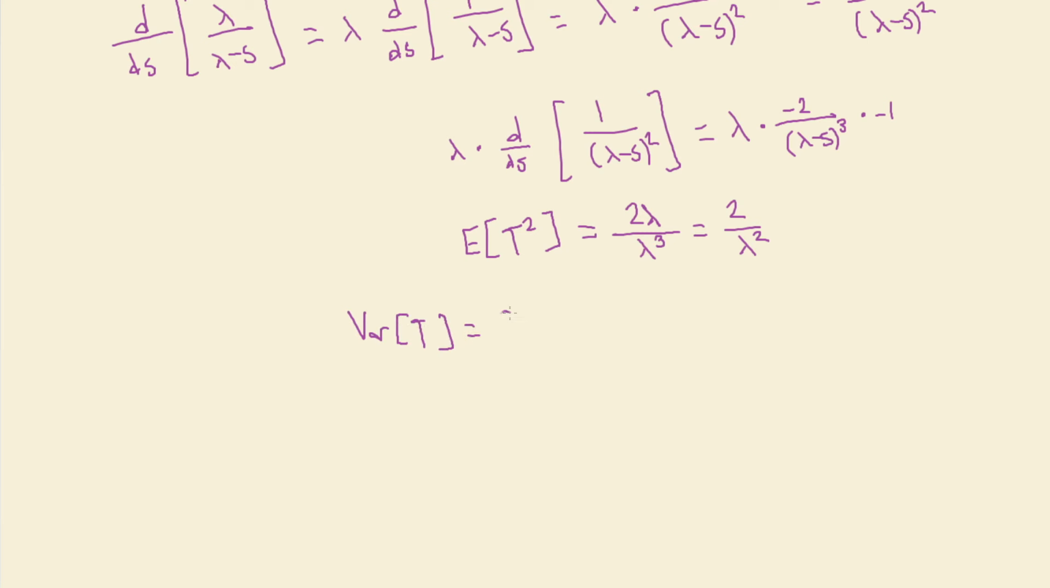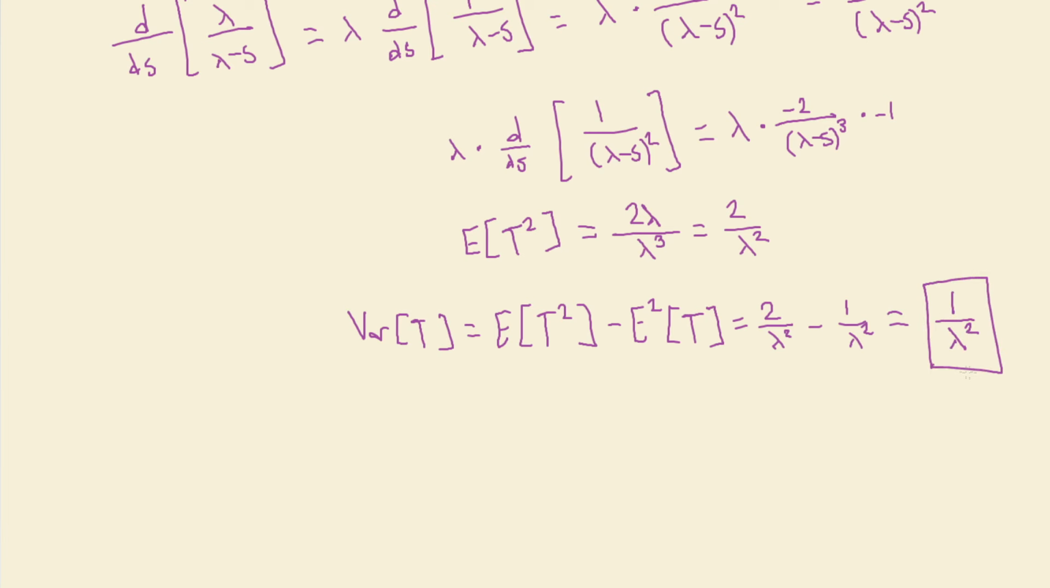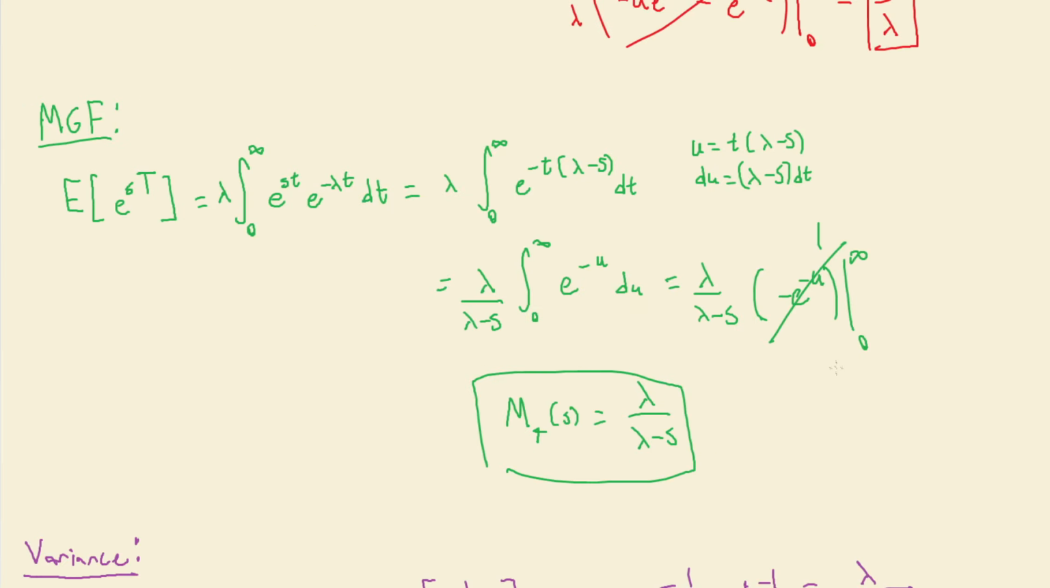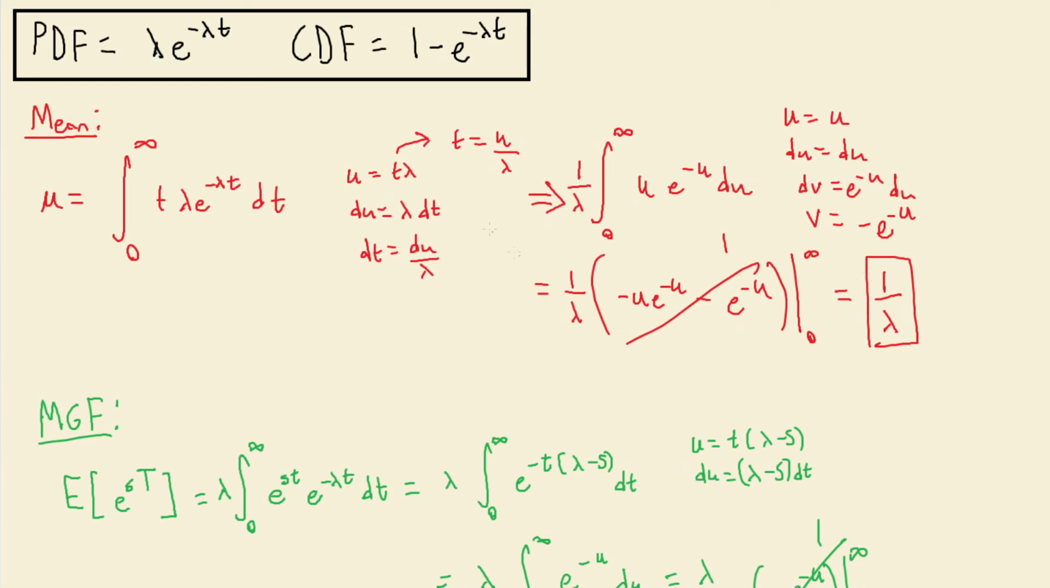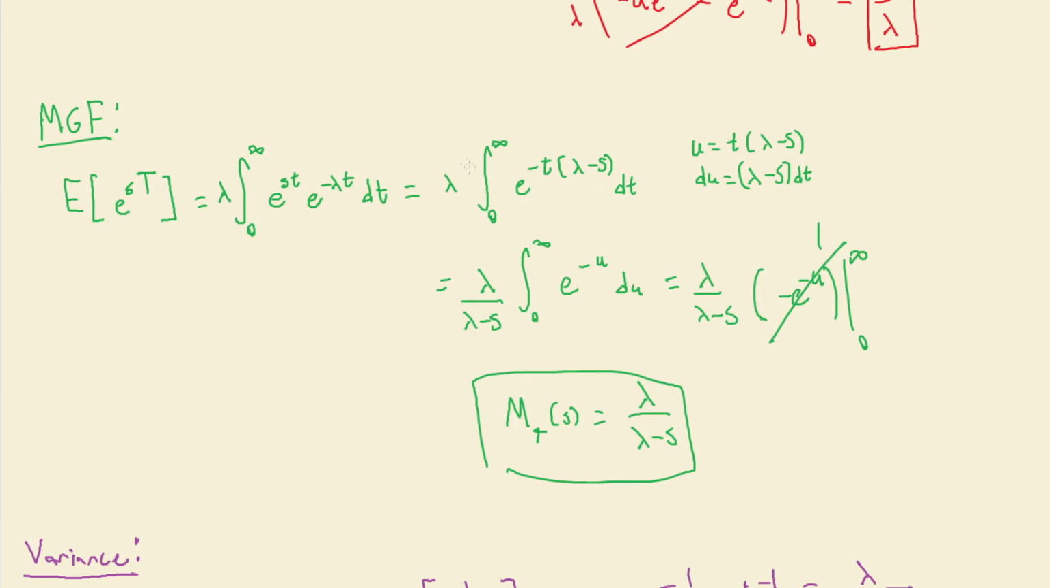So our variance is going to be equal to our second moment here minus our first moment squared. And our second moment is 2 over lambda squared, and our first moment squared is going to be 1 over lambda squared. And so 2 over lambda squared minus 1 over lambda squared is just equal to 1 over lambda squared. So this is our variance of an exponential distribution. And so that was the derivation for the variance, the moment generating function, and the mean of the exponential distribution, as well as the probability density function and the cumulative distribution function.